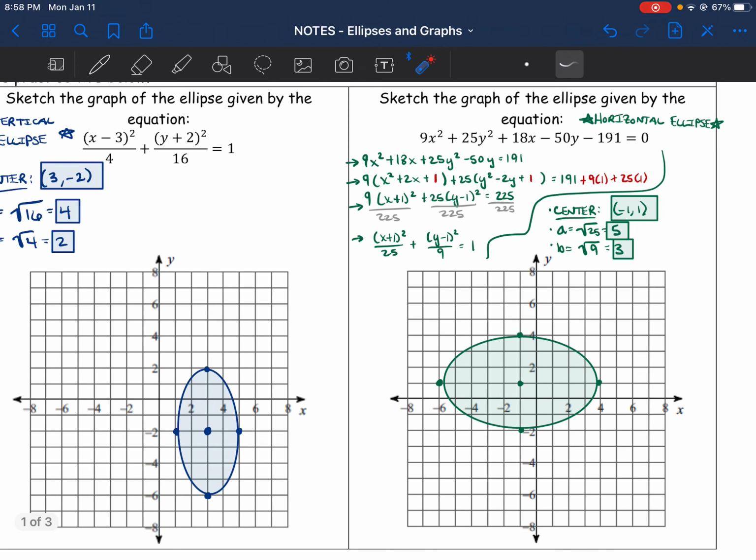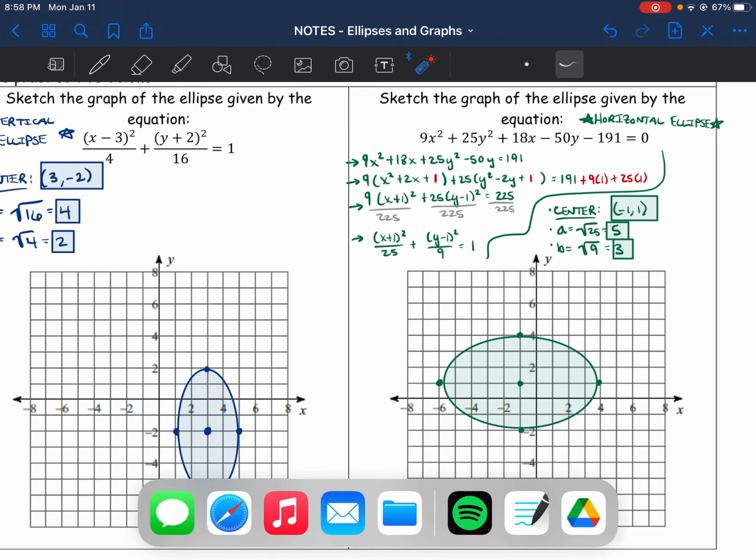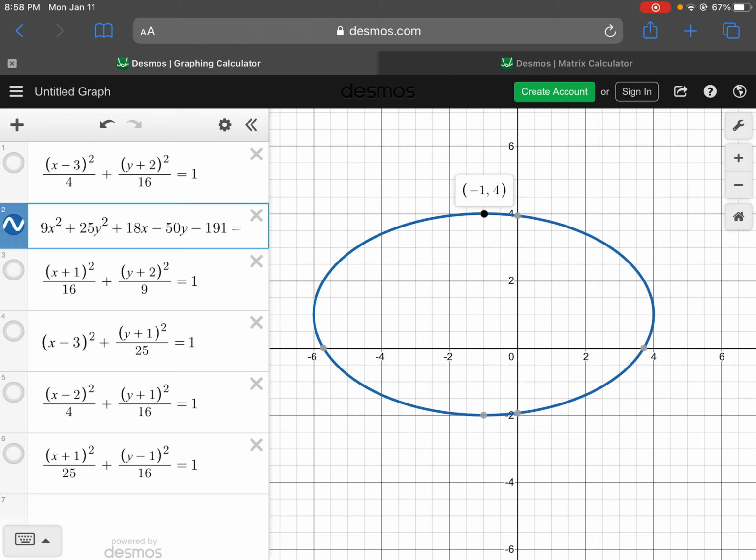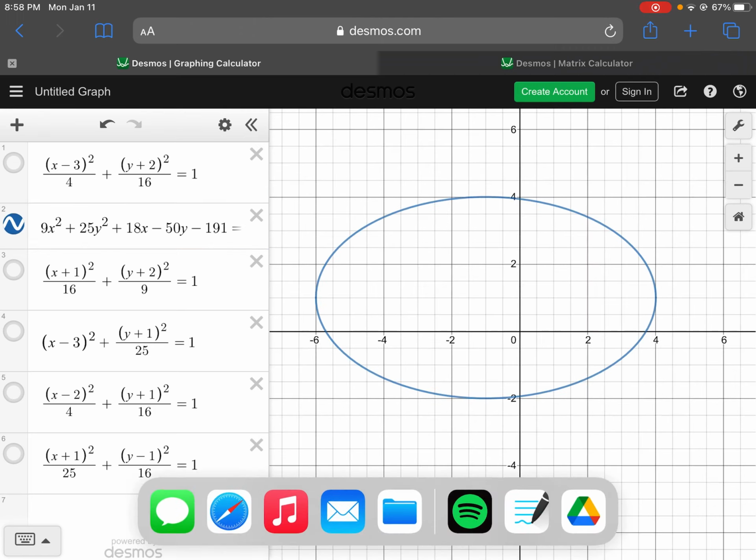Same thing, let's go ahead and check Desmos with this general equation. So we plug that in Desmos. Again, to save some time, I've gone ahead and done that. But this is the ellipse that we're getting in Desmos. Looking at some key points here, we can see -1, +4. We can see -1, -2. We can see 4, 1 right there. And we can see -6, 1 right there.